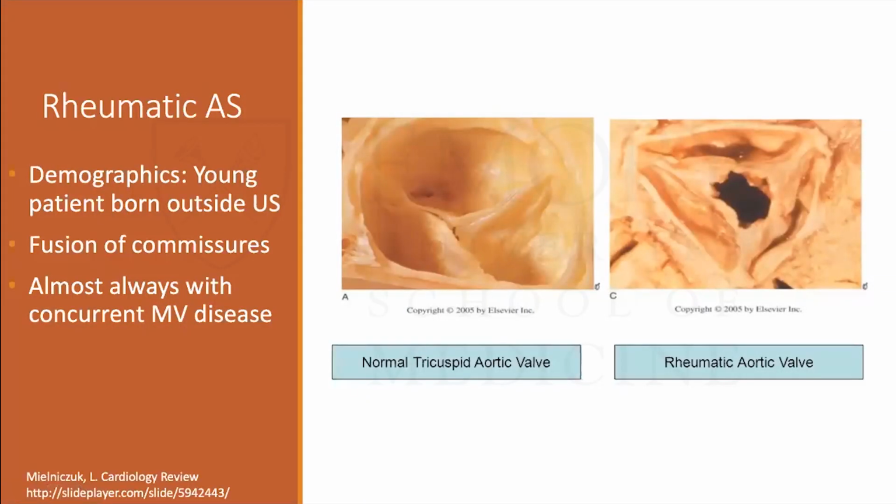You can also have rheumatic aortic stenosis. I've never seen this happen without also having mitral stenosis, rheumatic mitral stenosis. But basically, these patients don't have leaflets that are that calcified. It's mostly just a commissural fusion like you would see with rheumatic MS.